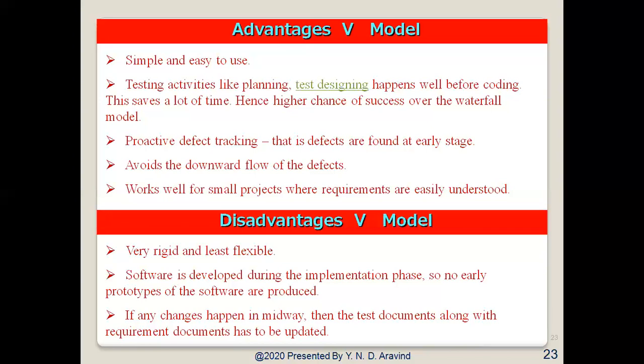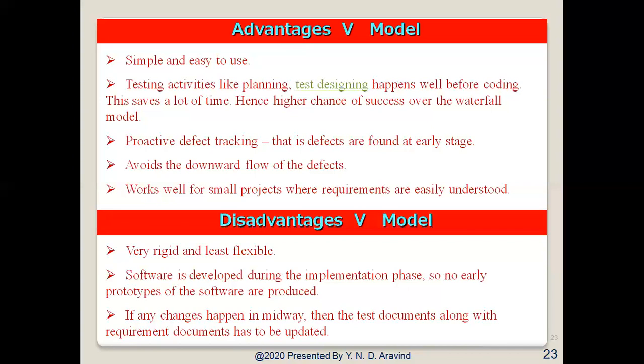So it avoids the downward flow of defects. If we get a defect at the initial stage itself in the waterfall model, we cannot identify it until we have completed the last phase and gone for the testing. Here it's not the case. Here the defects are identified at the earlier stages itself. And the disadvantage of the model is it is very rigid and least flexible. Software is developed during the implementation phase, so no early prototypes of the software are produced.